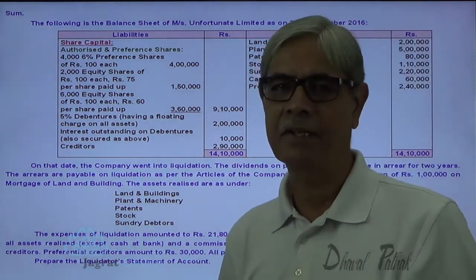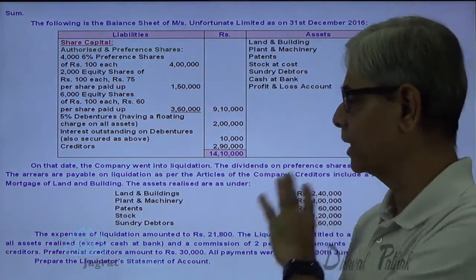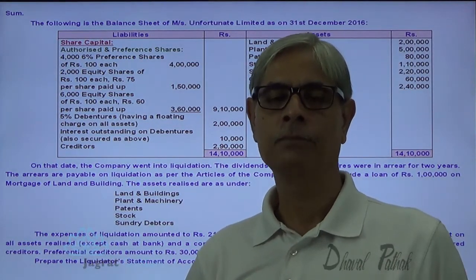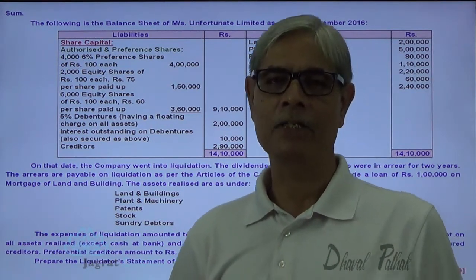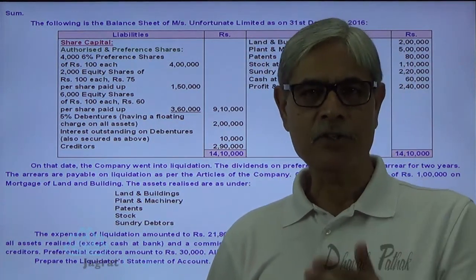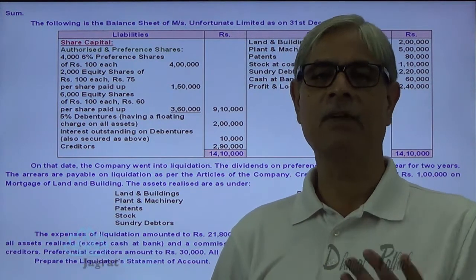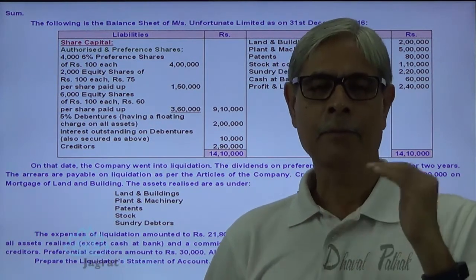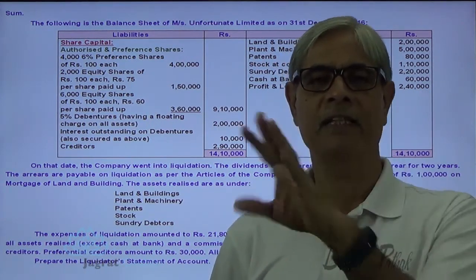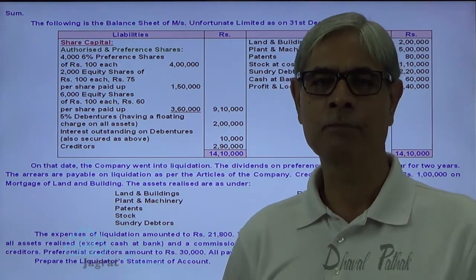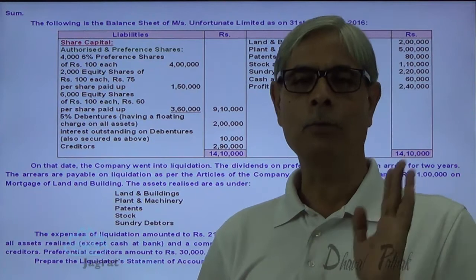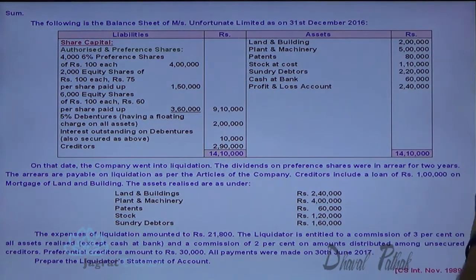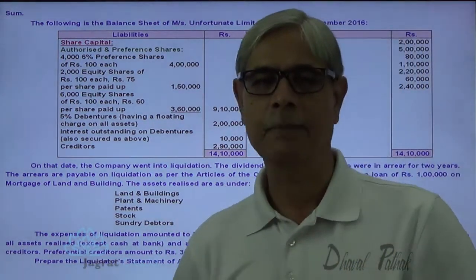So these preferential creditors are considered as a part of these creditors, and we are required to pay remuneration to liquidator for the payment made to unsecured creditors, and preferential creditors are also holding the status of unsecured creditors. So they are basically unsecured creditors, but they are given priority for payment as per law. That's why they are preferential. So we shall give remuneration to the liquidator for payment made to preferential creditors also, which is a part of these unsecured creditors. All payments were made on 30th June 2017. Prepare liquidator statement of accounts.